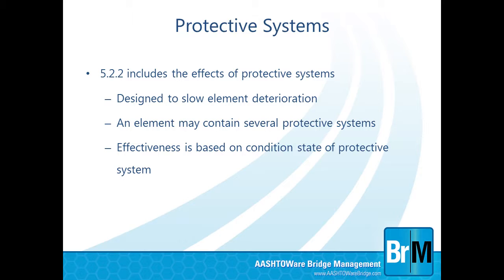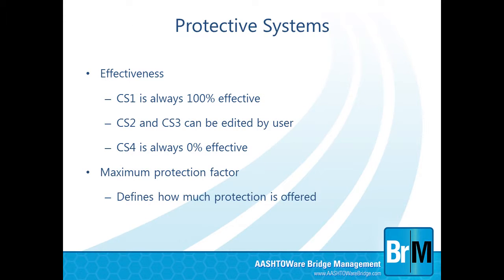But what you can do now with the protective systems is you can add a factor that's going to protect your base element, and there's an effectiveness depending on which condition state your protective system is in. And out of the box, what's going to come for the states is if your protective system is in condition state 1, that's fully effective, so you get 100% of your protection factor. If you're in condition state 4, by definition, that's failed, so you have 0% effectiveness. And if you're in condition state 2 and 3, that's where the states have to make the determination of what they feel their protection factor is going to be in those condition states.